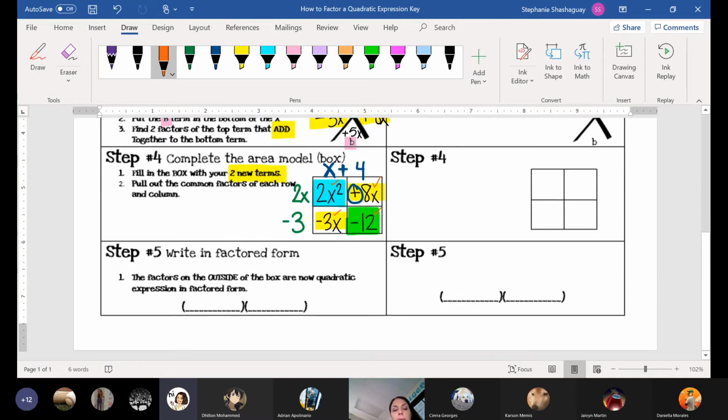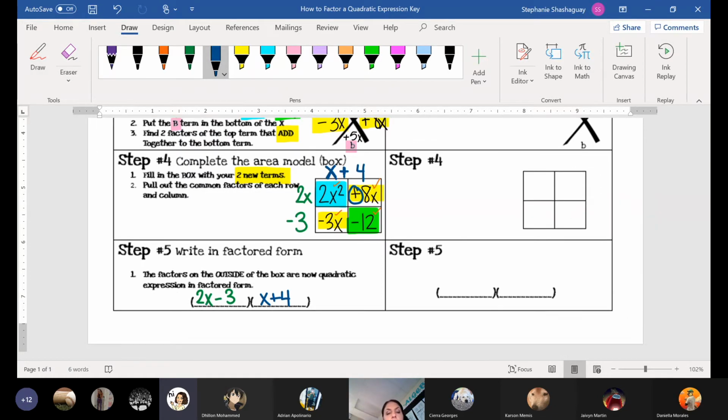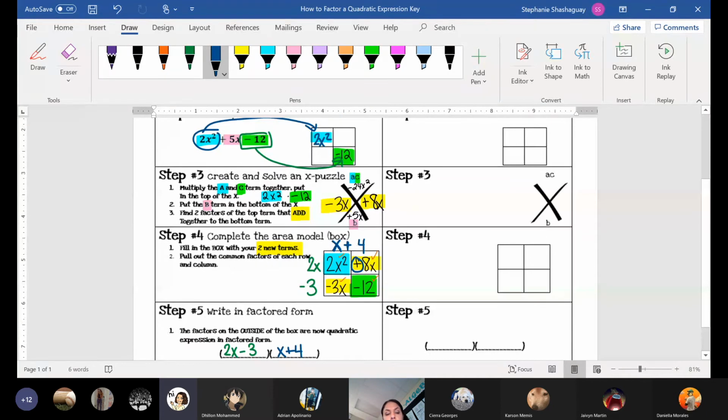So now that I've checked my work, all I need to do now is write this expression in factored form. So my first factor is 2x minus 3, and my second factor is x plus 4. Okay, so that is how you factor an expression.